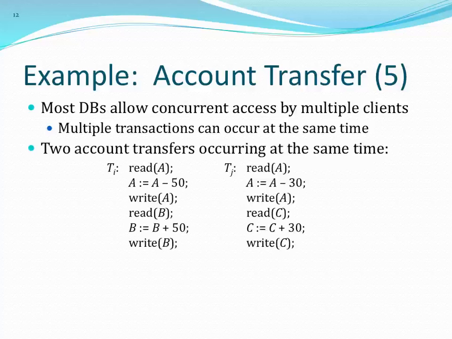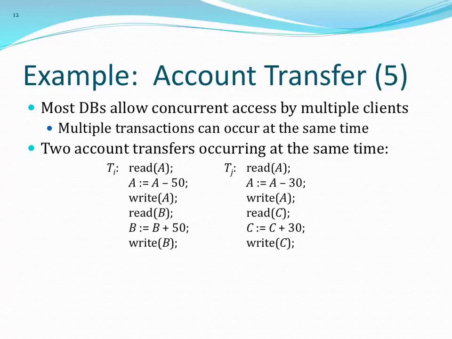So we have two account transfers. One is going from A to B, and the other one is going from A to C. And so the question is, think about the file manager and the buffer manager as performing these operations in sequence. So the file manager has to do a read A, and then it could do another read A, and then it could do a write A, and so forth, but it can only do one operation at a time. So at some level, you're going to have sequential operations being performed.